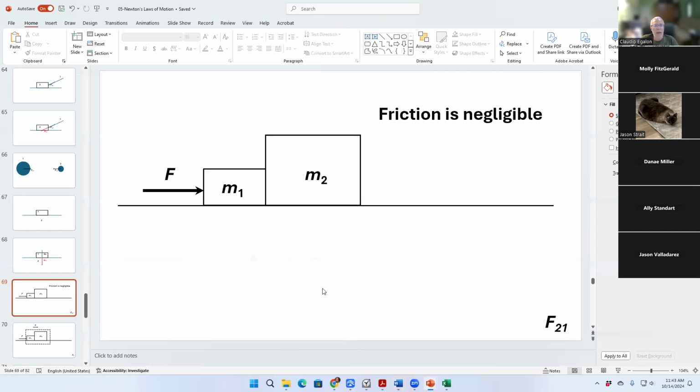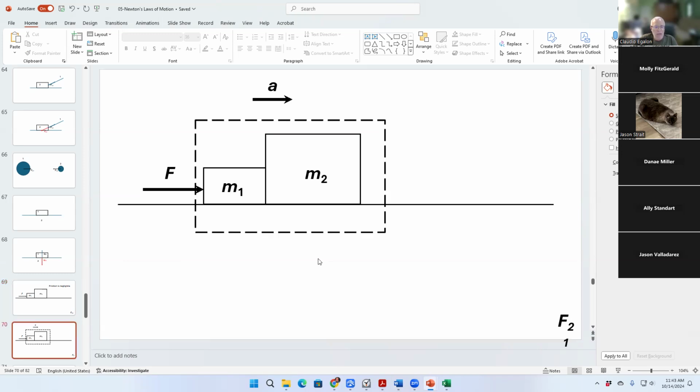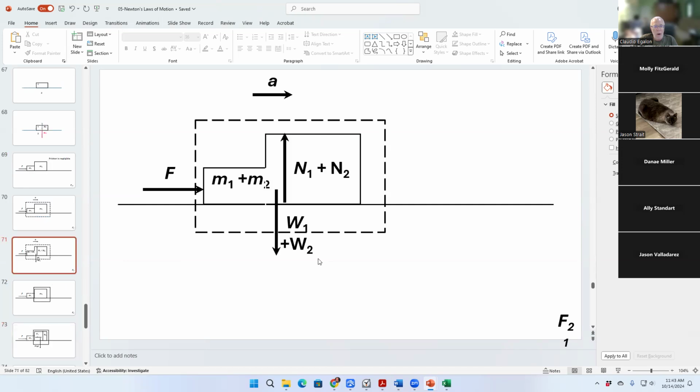Friction is negligible, right? We have this force F being applied to mass number 1, which is touching mass number 2. When I mean that the two masses are a single system, what do I mean about that? I mean that I'm going to look at these two masses as though they are a single object. I'll be treating those two masses as though they're a single object, just like I have it here. M1 plus M2.